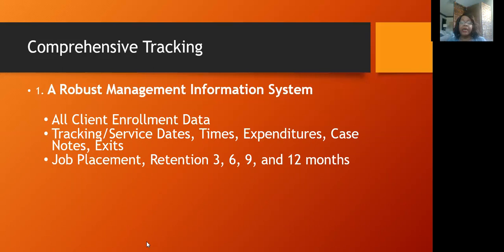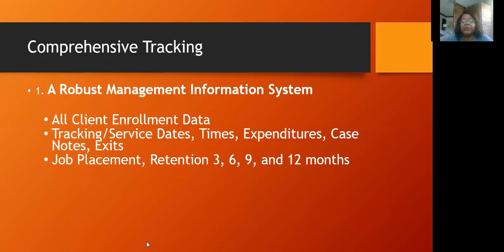And I talk a little bit more about retention and job placement in my online courses as well. So I want to make sure that you definitely get that course.